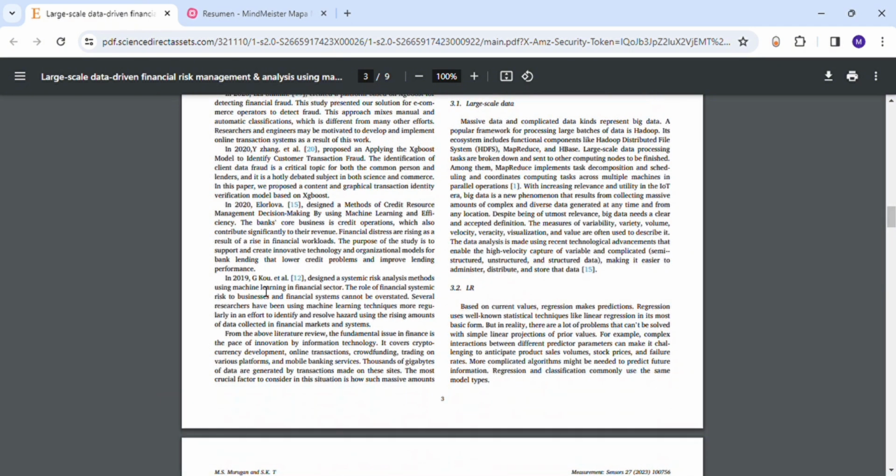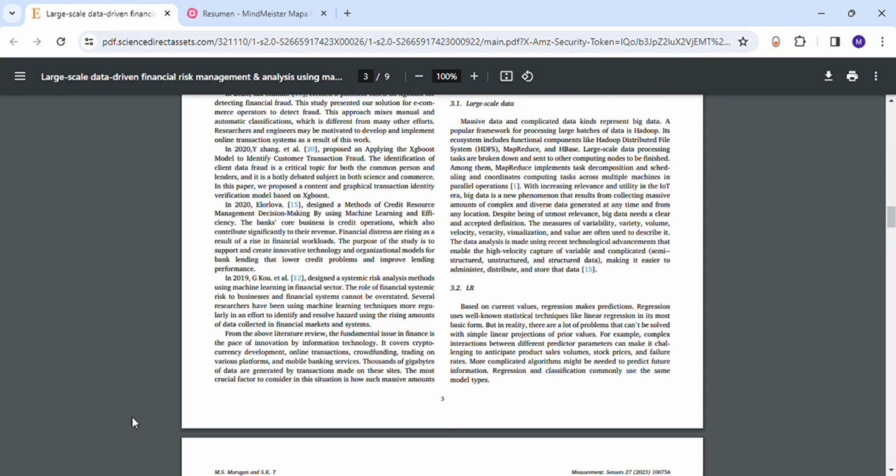In 2019, CowEd designed a systemic risk analysis method using machine learning in the financial sector. The role of financial systemic risk to business and financial systems cannot be overstated. Several researchers have been using machine learning techniques more regularly in an effort to identify and resolve hazards using the rising amounts of data collected in financial markets and systems.